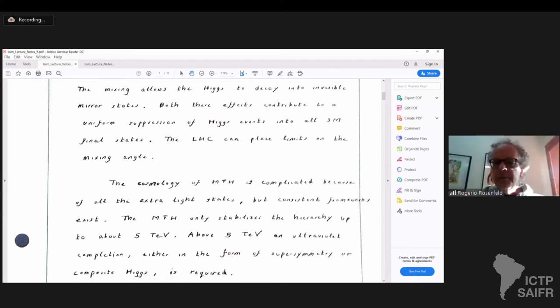Okay, and Percy Cassidy is asking, can extra dimensions also reduce the fine-tuning in twin models?